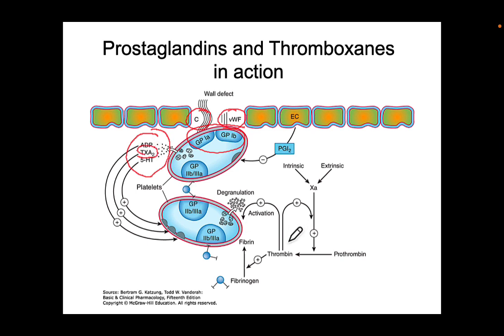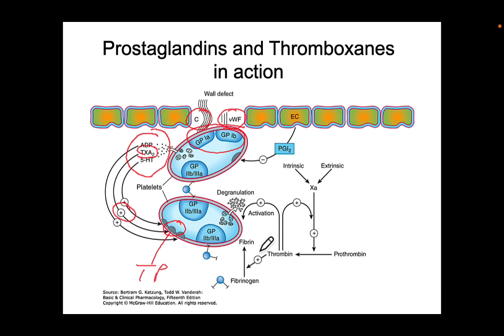Thromboxane A2 is a platelet activator. We just saw that a moment ago in that table. You can see that here. Once it's released, it binds to a thromboxane receptor, which we know is the TP receptor, on the surface of platelets, and it activates the platelets, causes them to undergo shape changes, and we get a clot.